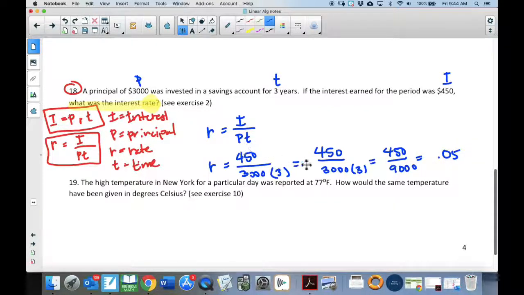The question was, what is the interest rate? Interest rate is typically talked about as a percent, and so 0.05 as a percent, I can change that over and make that 5.0%. Okay, remember that with percent, you move it over 2 places, and that's going to give you 5%. So this is a 5% interest rate.